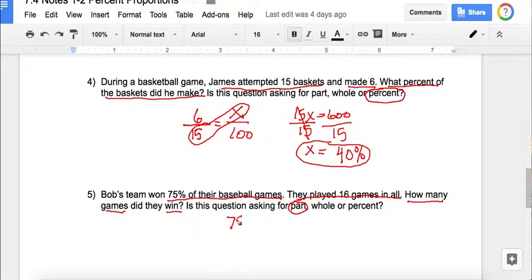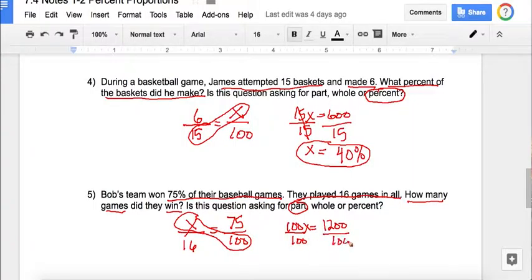So we are looking for the part. So we have a percent, so it's percent over 100. And they played 16 games total, so that is the whole. And since we're looking for the part, we need an x in the part spot. So we're going to circle our variables. So 100 times x is 100x. 75 times 16 is 1,200. We're going to divide both sides by 100. 100 divided by 100 is a 1 in disguise. And 1,200 divided by 100 is 12 games.